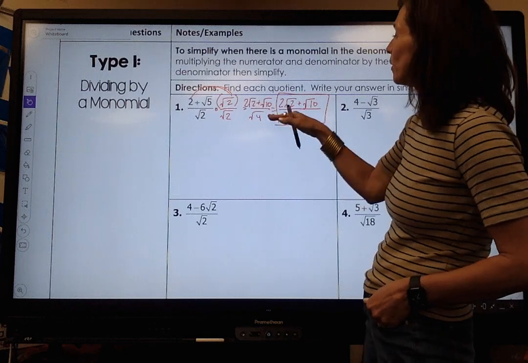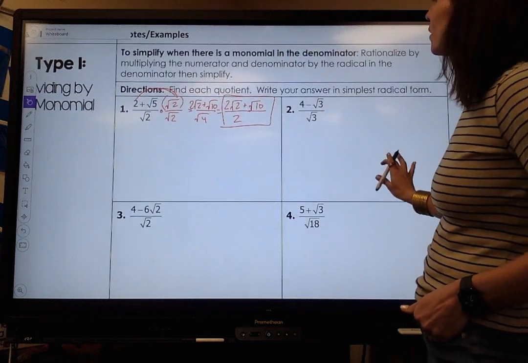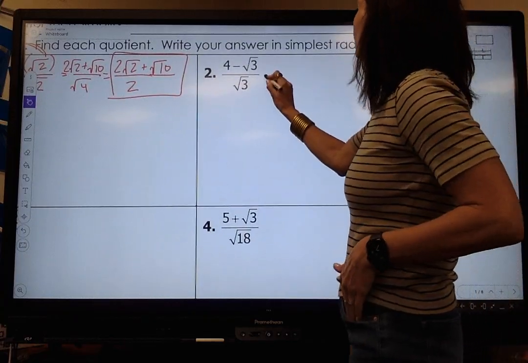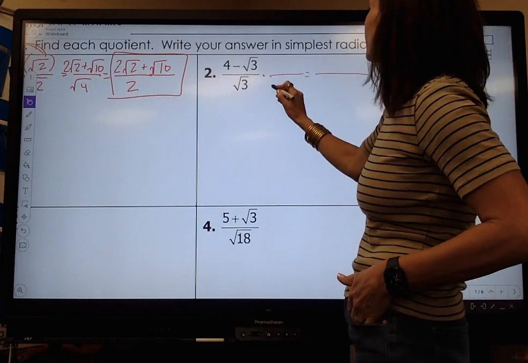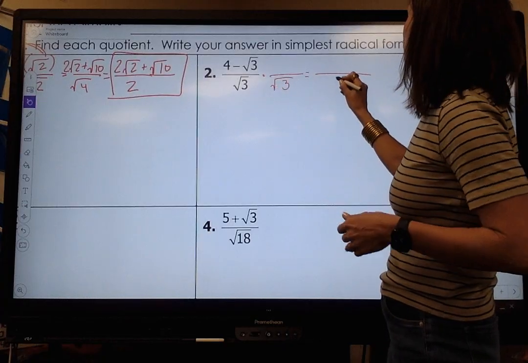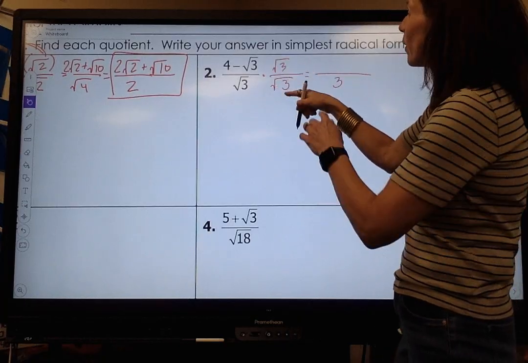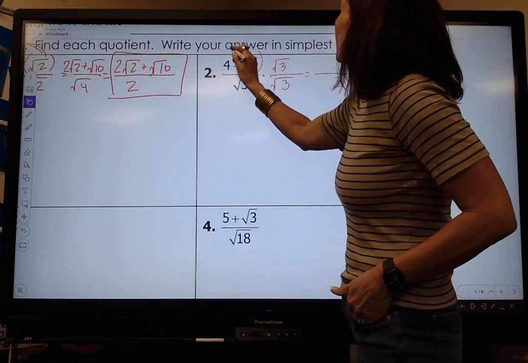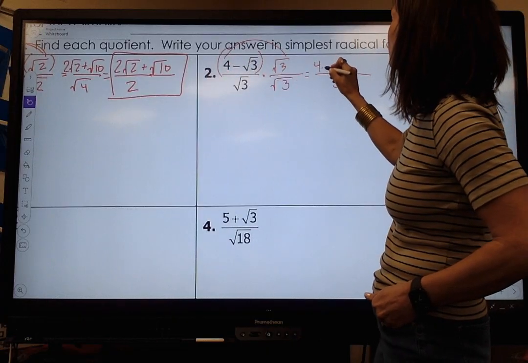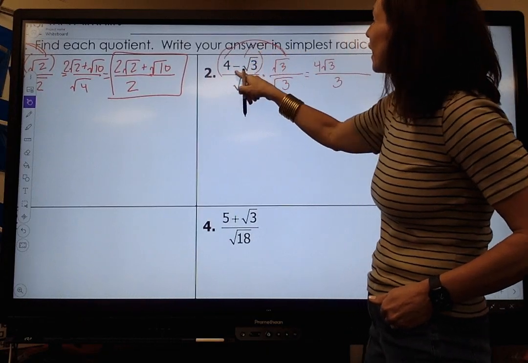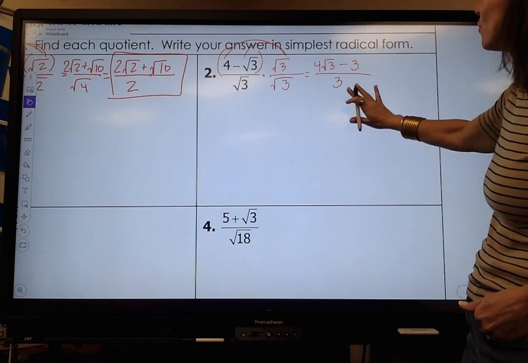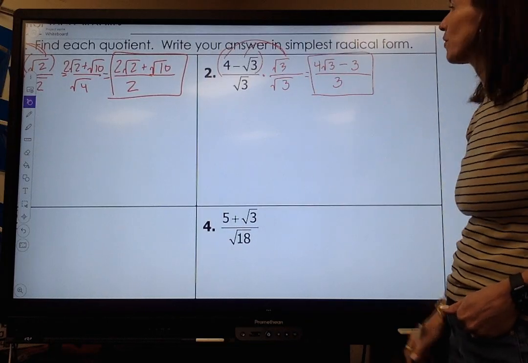Okay, so here I have the binomial over my denominator. Let's do number 2. Okay, so on number 2, same thing. I know that I can multiply by square root of 3, and that's going to give me square root of 3 times square root of 3, which is square root of 9, which gives me 3 as my answer. Now, whatever I do on the bottom, I must do on the top. And I'm multiplying by a binomial, so I must distribute. So 4 times square root of 3 is 4 square roots of 3. And negative square root of 3 times square root of 3 is negative 3. I can't reduce anything, so this is my final answer.